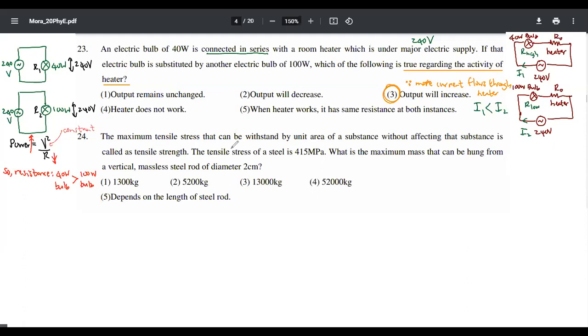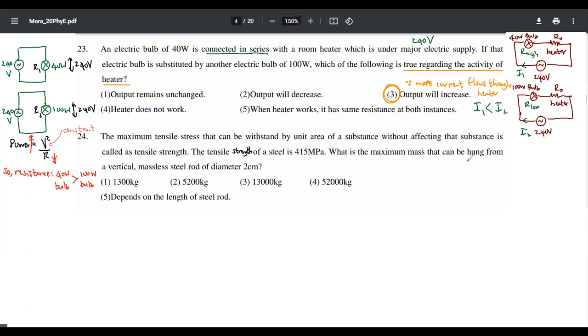The tensile, I think there's a printing error here. It should be tensile strength. Yeah, tensile strength. Should be tensile strength, people. You can't do this question. Tensile strength of steel, because if you mention something for a material, it's going to be a fixed value. Strength of steel is 450 megapascal.